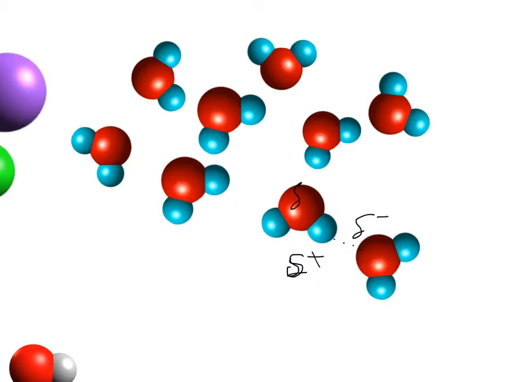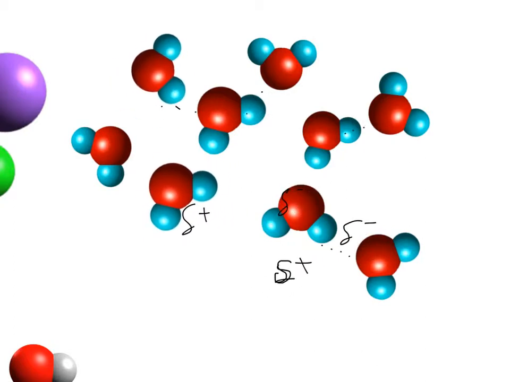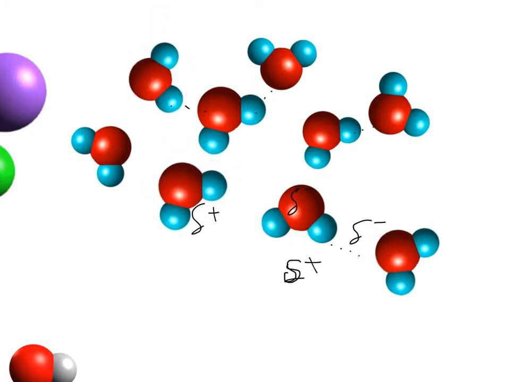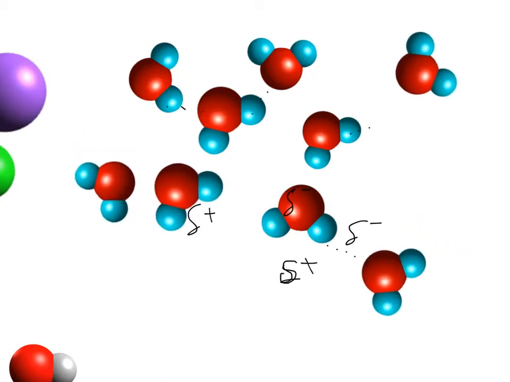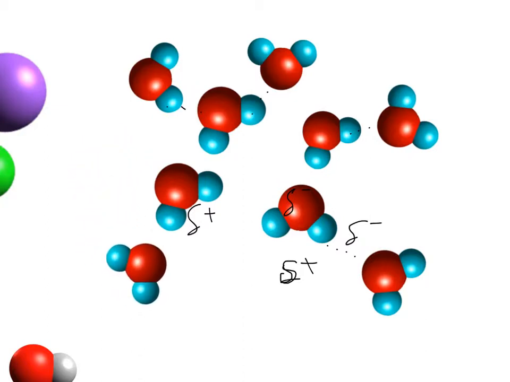So the oxygens are partially negative, the hydrogens are partially positive, and these attractions are going to determine the orientation, how they're going to be facing each other. But they can still move around. They still have that little bit of freedom to move around, and their attractions will change with them when they move around.